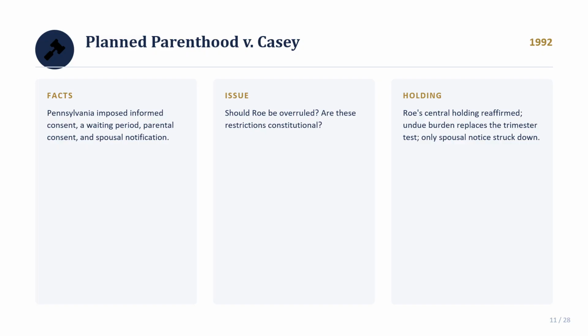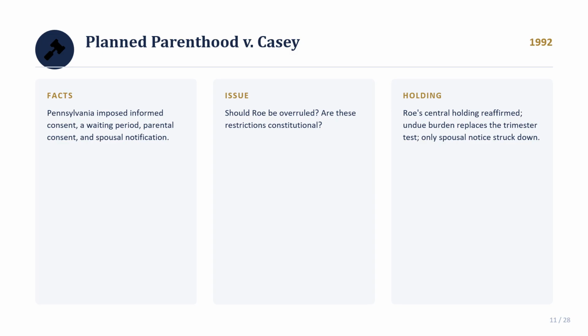All right, so let's brief the case. So first you have the facts, which is Pennsylvania imposed these 4 distinct requirements on abortion. You have informed consent, a waiting period, parental consent for minors, and then spousal notification, meaning that a married woman generally had to notify her husband before obtaining an abortion. The issue was, should Roe be overruled? And separately, are these specific Pennsylvania restrictions constitutional?